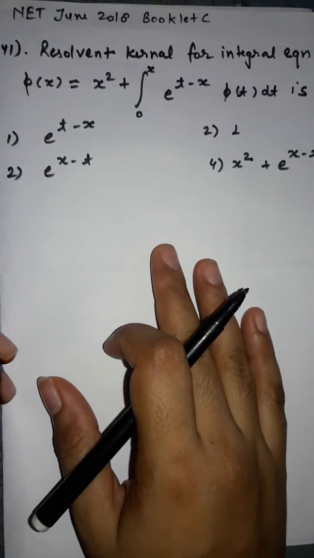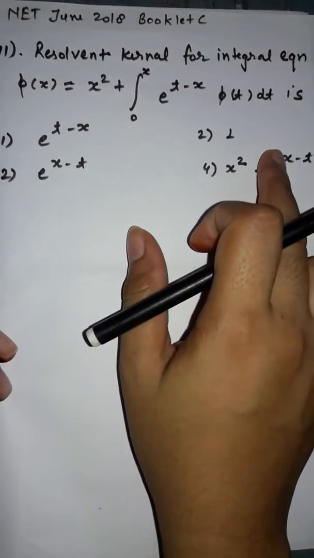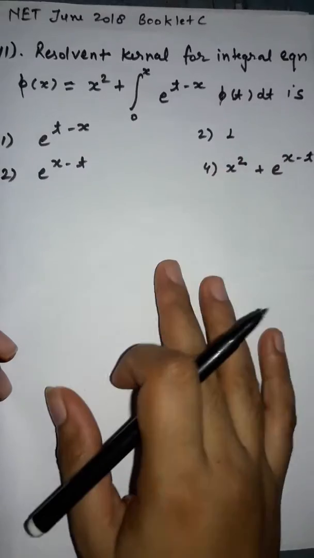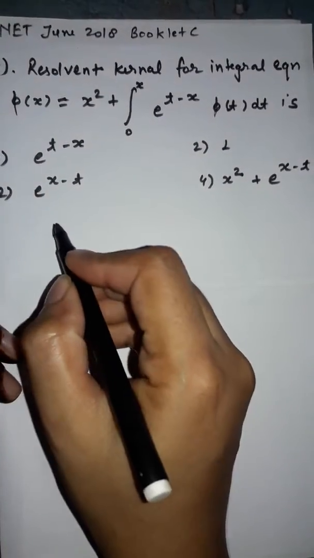Today I am going to explain NET June 2018 booklet C question number 41. The resolvent kernel for integral equation. This is our integral equation and we need to find the resolvent kernel for the integral equation. Four options are given. So first we should know the formula for resolvent kernel.